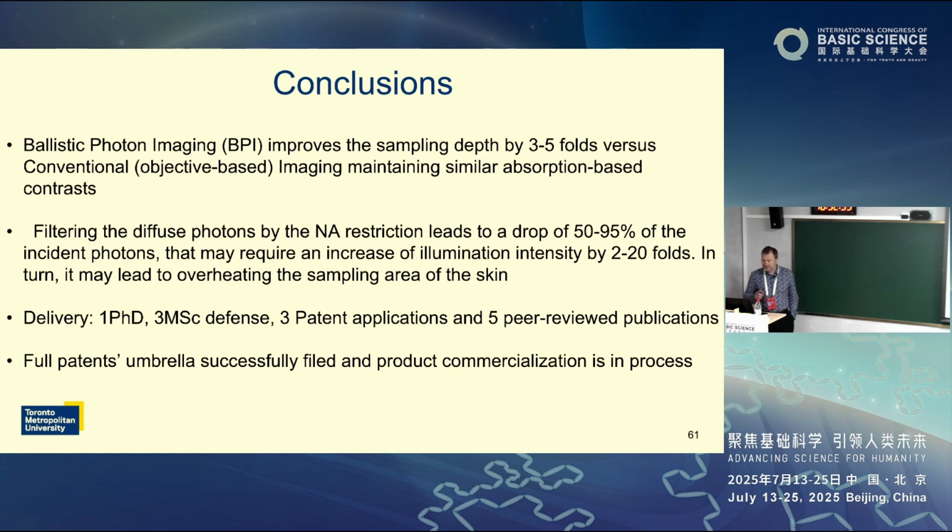Okay, so in the end, this is the conclusion. The ballistic photon imaging that I developed with my students and employees in the lab improves the sampling depth by 3-5 folds versus conventional or objective-based imaging, maintaining similar absorption-based contrast. So filtering the diffuse photons by the NA restriction leads to a drop of the signal. This is the price we pay.